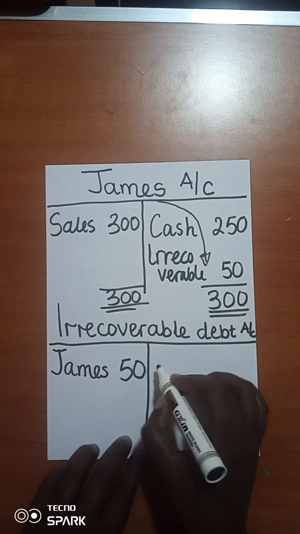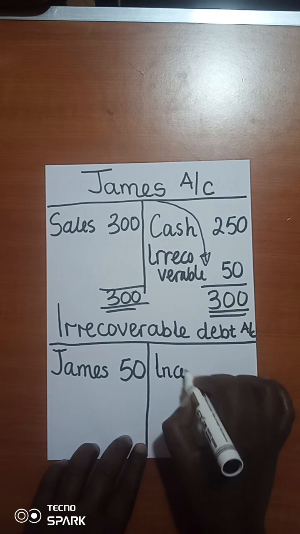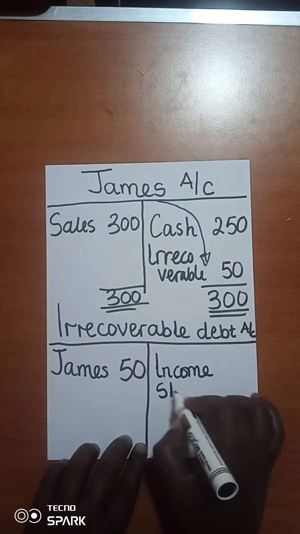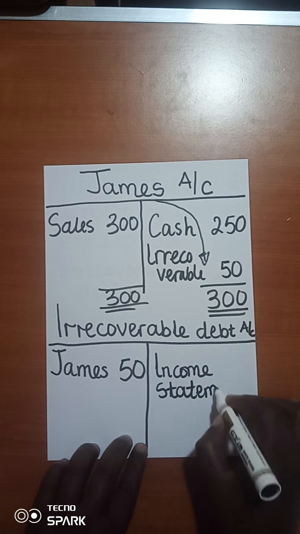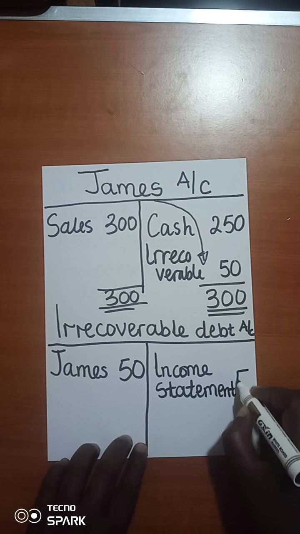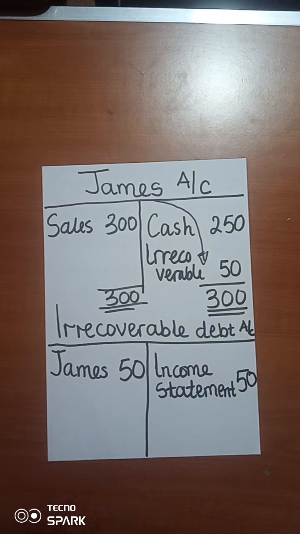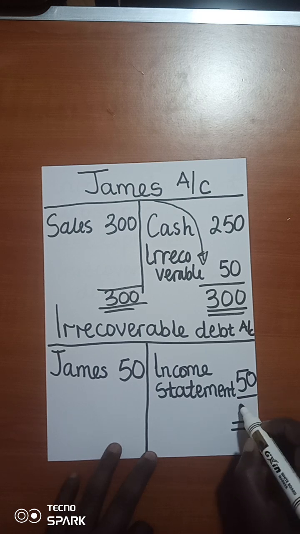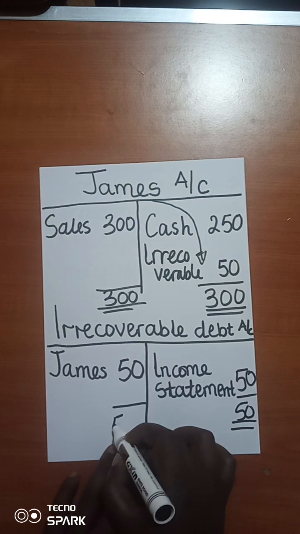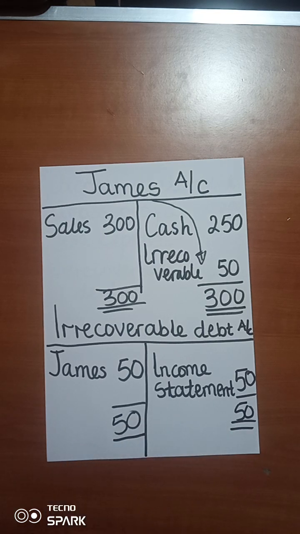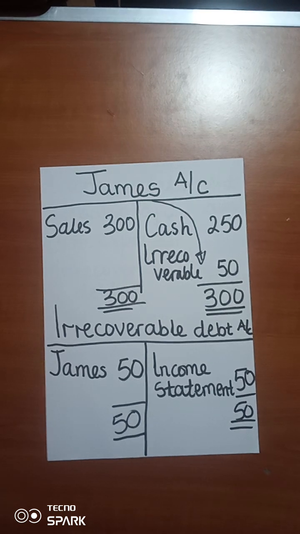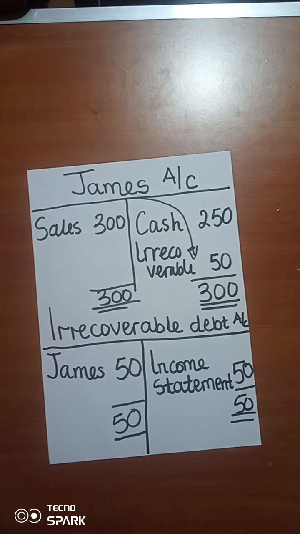So we are going to write income statement on the credit side of the irrecoverable debt account, and we are supposed to record 50, right? We can now balance our irrecoverable debt account, 50 here, 50 here. So we can say that irrecoverable debts are amounts that customers failed to pay despite the efforts made by the business to recover the amounts.